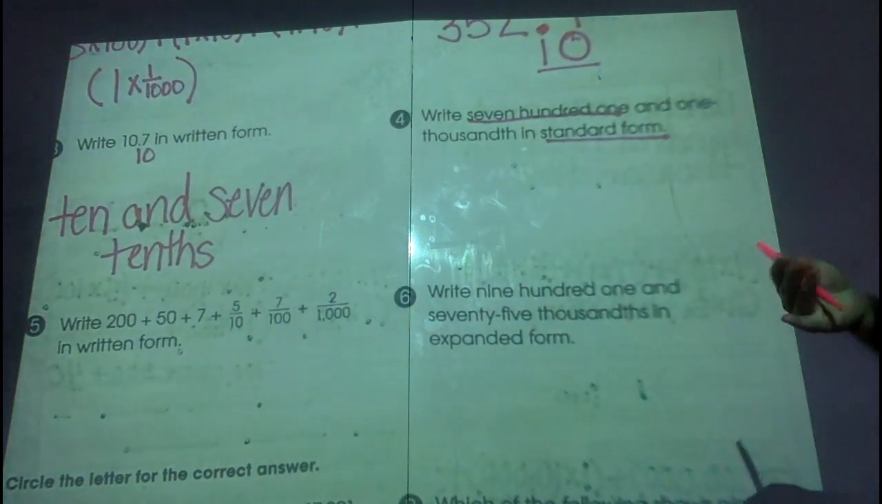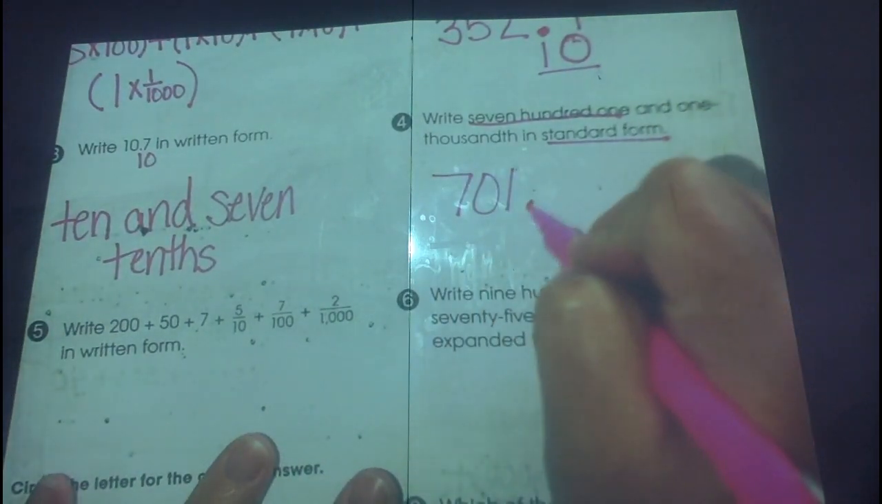The next problem, let's look at it. Write 701 and 1,000th in standard form. Well, let's look at the first part. 701, and we're writing it in standard form, which just means that we're just writing the number. So if we look at 701, we all know how to write 701. We learned that a long time ago. And we got our and. We've got to have 1,000.